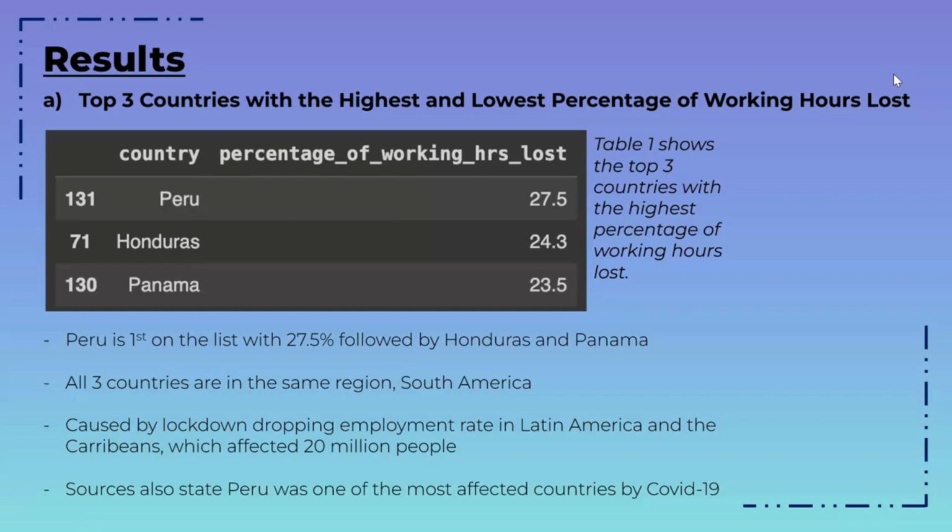Due to COVID-19, the employment rate in Latin America and the Caribbean dropped heavily, affecting around 20 million people, which would make sense why Peru has the highest amount of working hours lost. Multiple sources also say that Peru was one of the countries that was the most heavily affected in terms of working hours and job employment during lockdown.